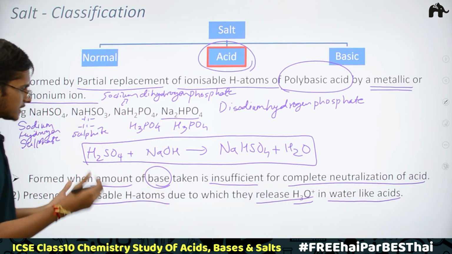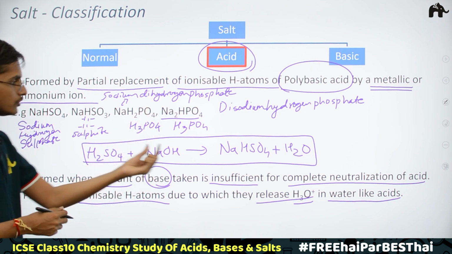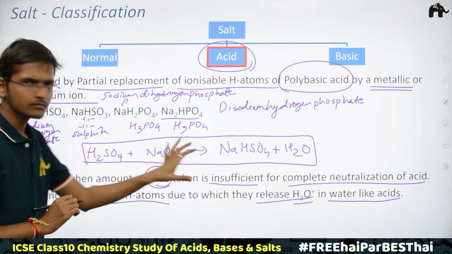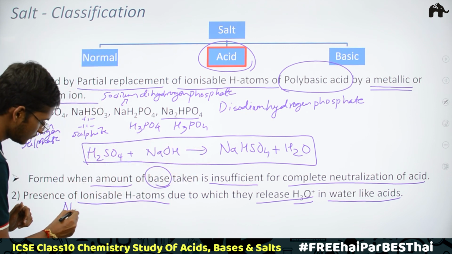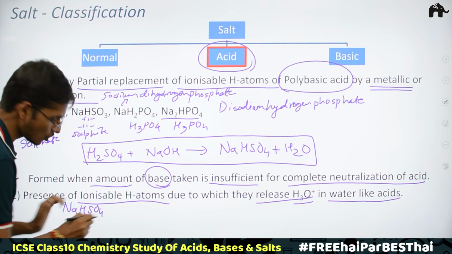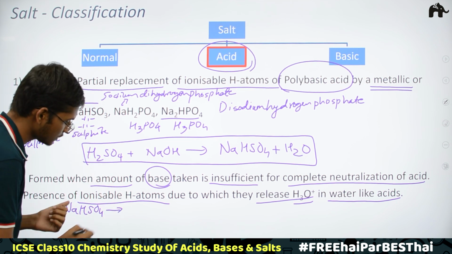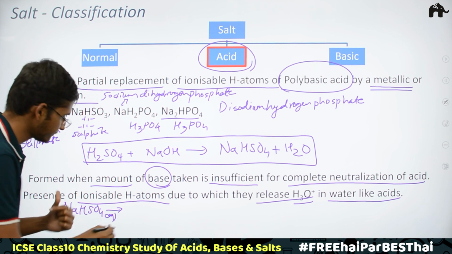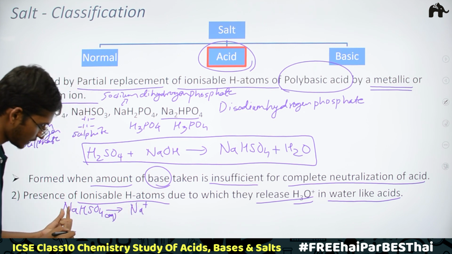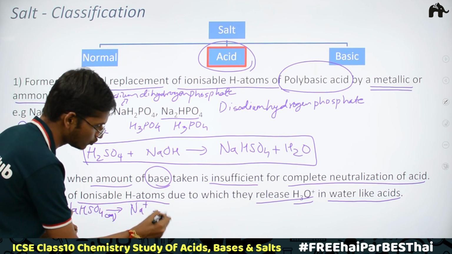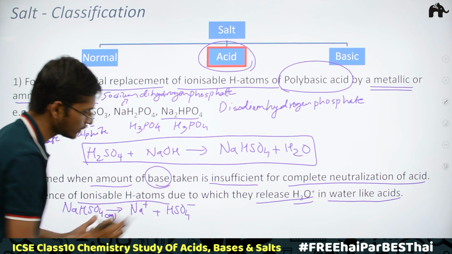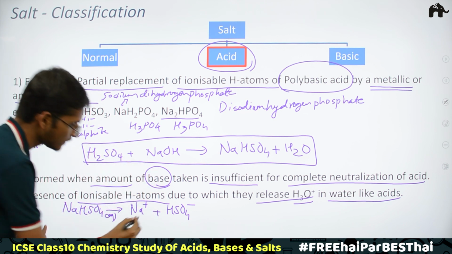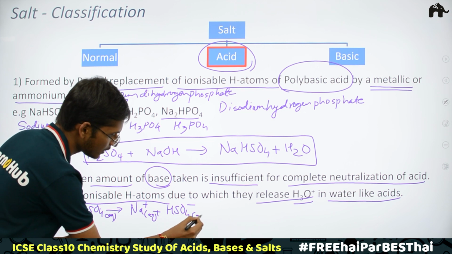Now let's see how they manage to do this. See this NaHSO4, what is happening? This salt is getting dissociated. In aqueous solution, it dissociates into Na plus and HSO4 minus. We know these are the two ions from which it is formed, so it simply gets separated. This is dissociation, aqueous.